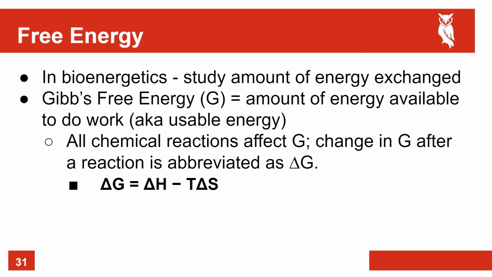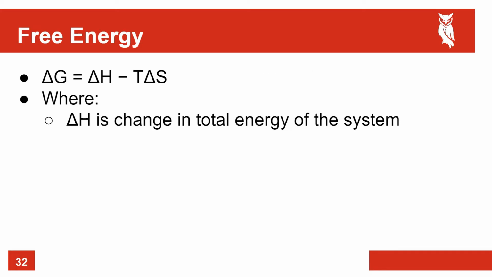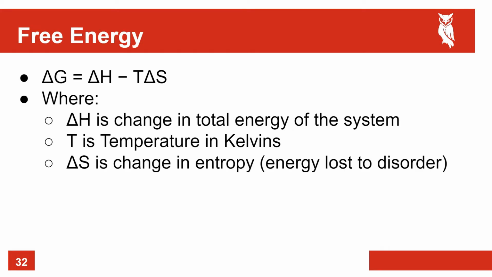I looked through the formula sheet. I don't think you have to know how to calculate free energy. If you ever take advanced chemistry, you will. Delta H is the change in total energy of the system. T is temperature in Kelvin. Delta S is a change in entropy, energy lost to disorder.